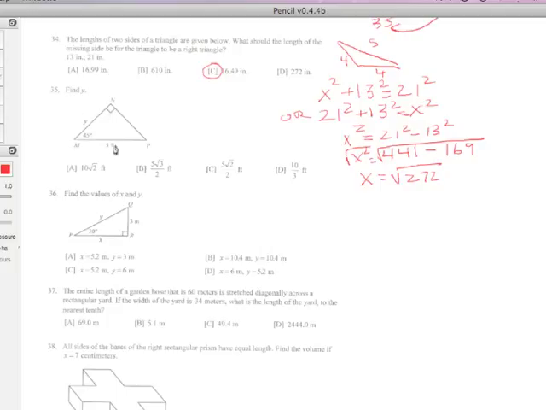Okay, so find y. We have a right angle here. We have 5 feet. This again is a... I'm out of time. I'll get to number 35 in just a second.